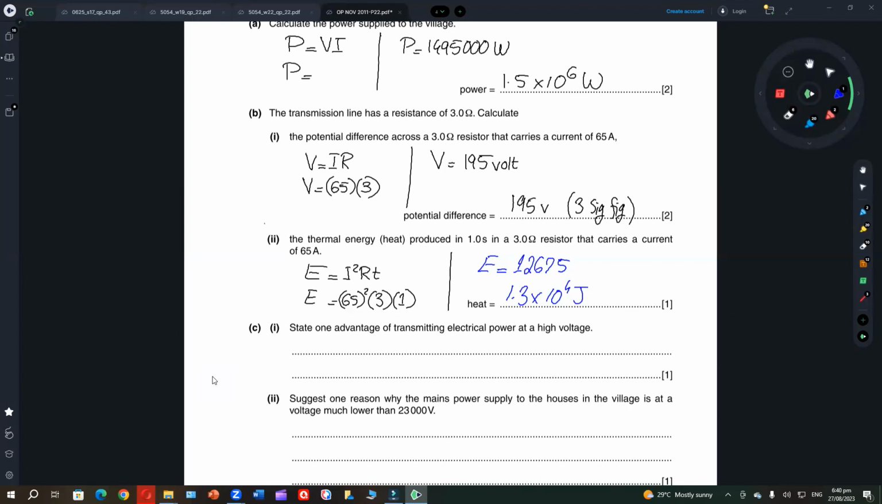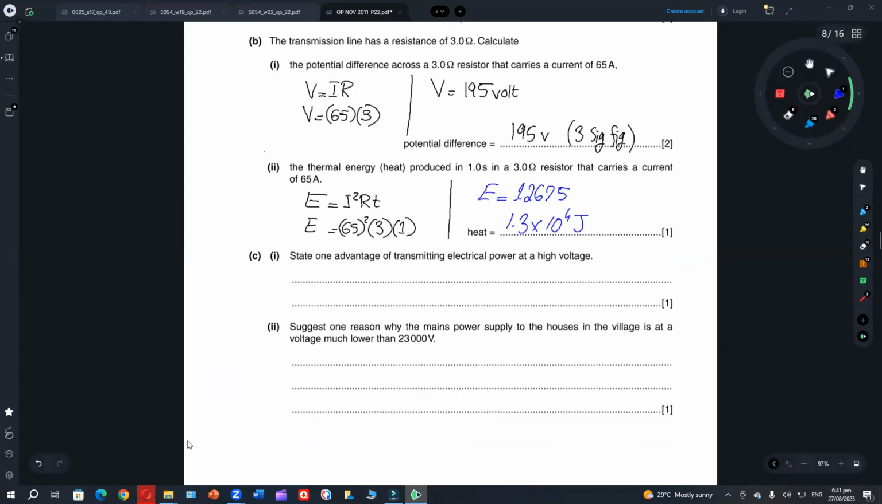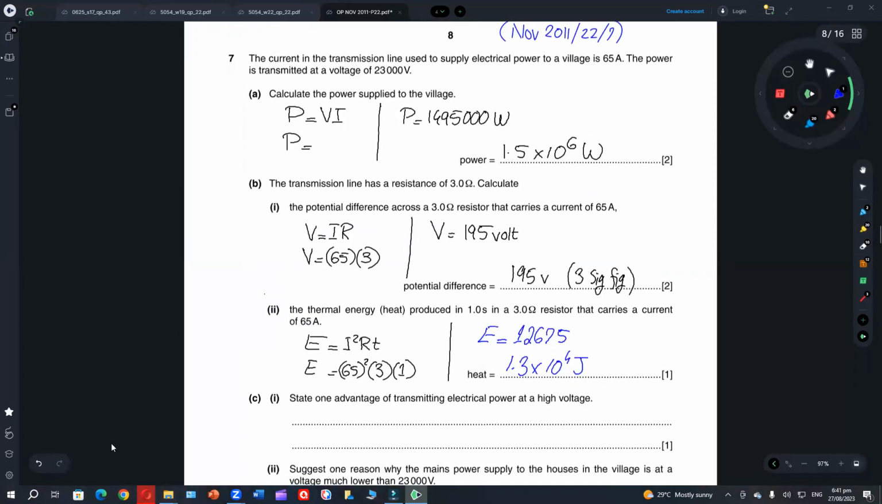State one advantage of transmitting electrical power at a high voltage. This is a topic we haven't done yet. And the second part is also electromagnetic induction, so that's also not part of it. So compare the answers.